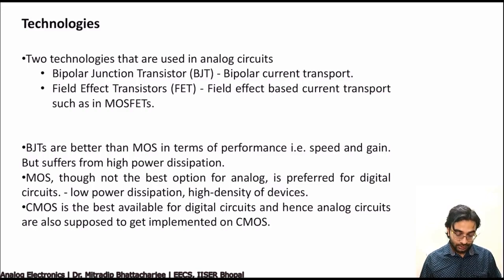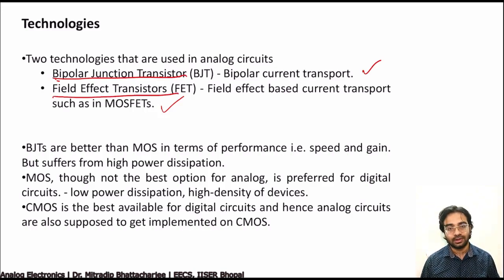Now the technologies. There are two technologies that we use readily for analog circuits. One is the bipolar junction transistor, another one is the FETs, field effect transistors. Now BJTs are better than MOS in terms of performance, that is speed and gain, but suffer from high power dissipation. Now power is also a problem.